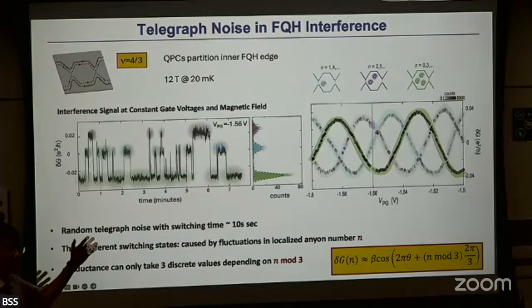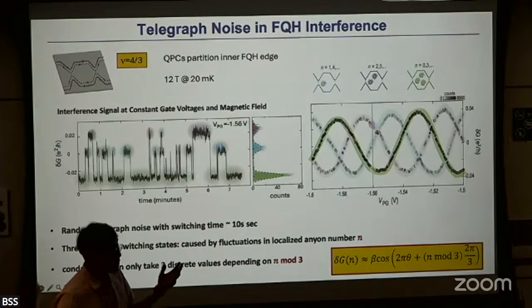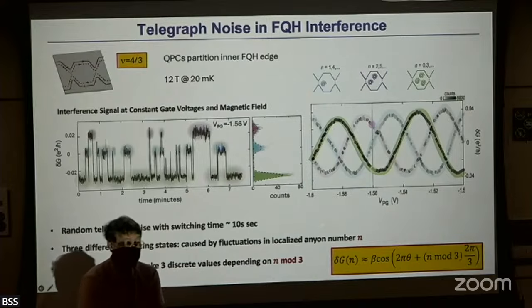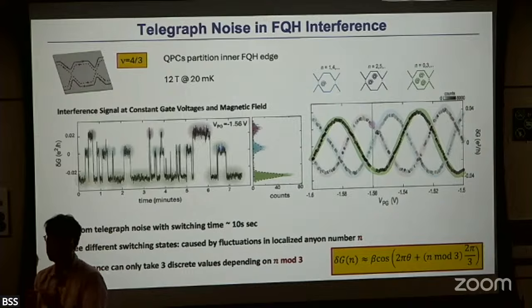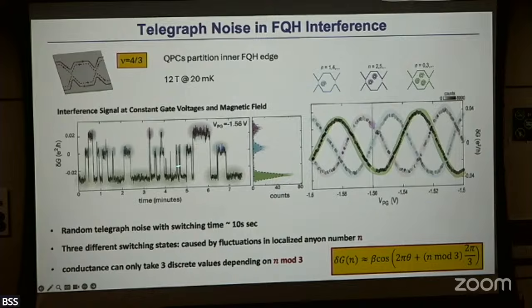Just looking at these histograms immediately tells us that his original proposal was right. There are at least individual anions getting in there, and whenever an anion gets in, the signal jumps around. But nevertheless, if you make the gate sweeps and make the statistics, we can indeed get 3 different branches of the sinusoidal curves.